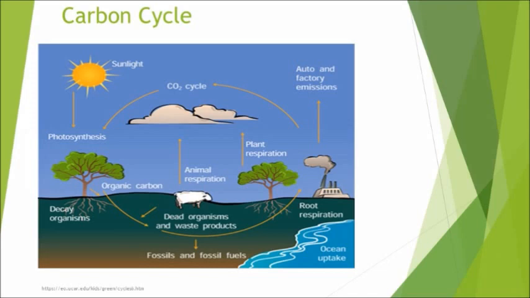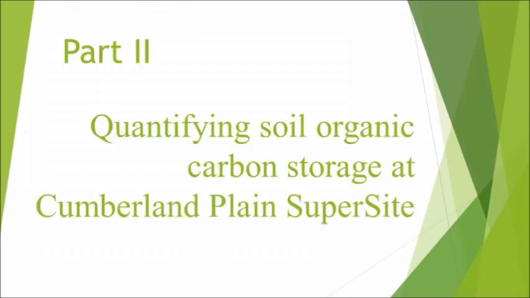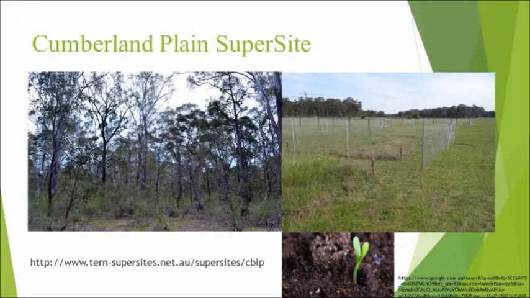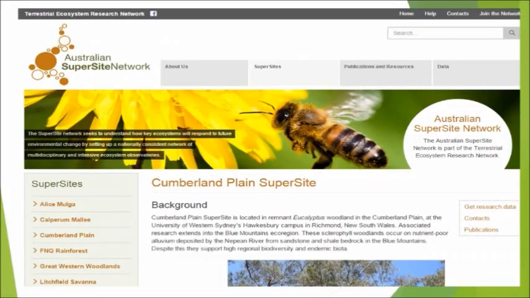So far, I have discussed the background and importance of soil organic carbon. In the second part, I will discuss my project. My project is based on the soil of the Cumberland Plain Supersite. It is a site of the Terrestrial Ecosystem Research Network, commonly known as TERN, which gives ecosystem scientists, both nationally and internationally, a common platform for research and data sharing. This facility is situated next to Western Sydney University's Hawkesbury campus.